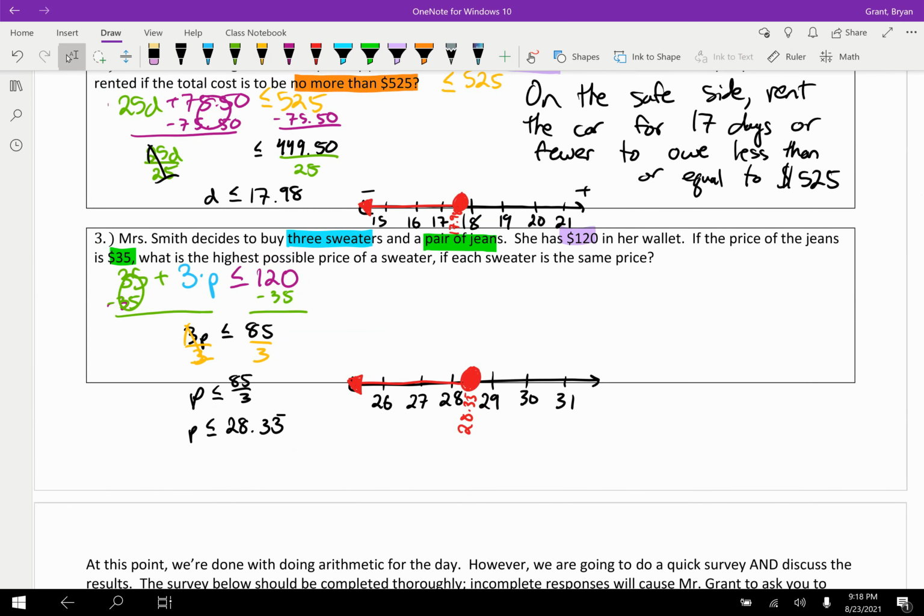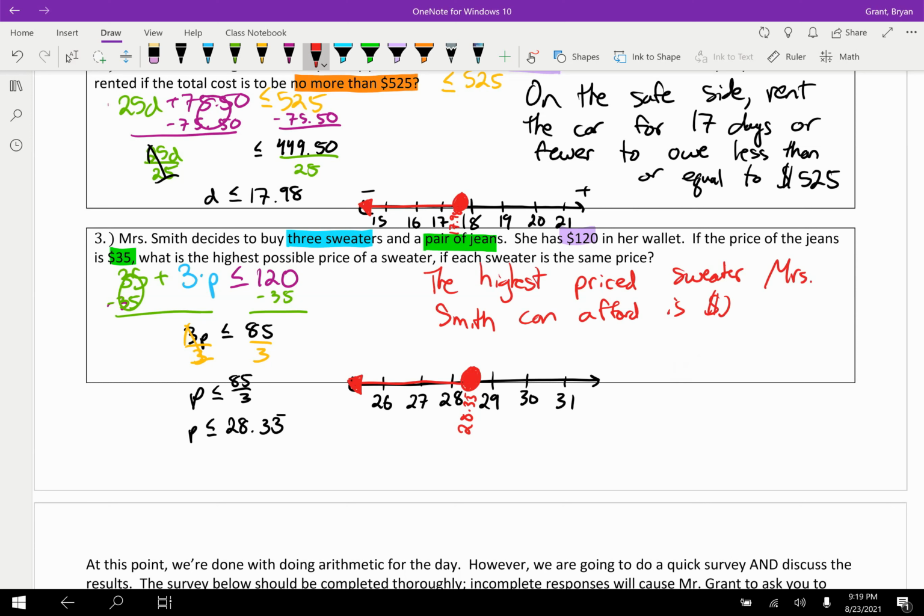So let's go ahead and interpret our answer here. What's the highest possible price of a sweater? So we could say something like this. The highest priced sweater Mrs. Smith can afford is $28.33 each.